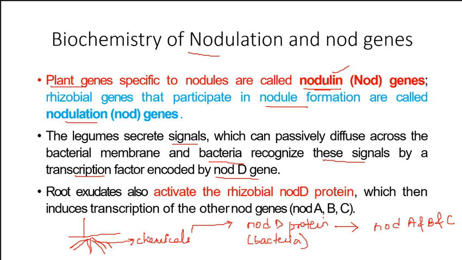So what happens? The roots of leguminous plants exude or release some chemicals. These chemicals activate the NodD protein of bacteria. Once the NodD protein is activated, it activates several other NOD genes, which are nodA, B, and C genes. So this part is of bacteria, and this part is of legume.